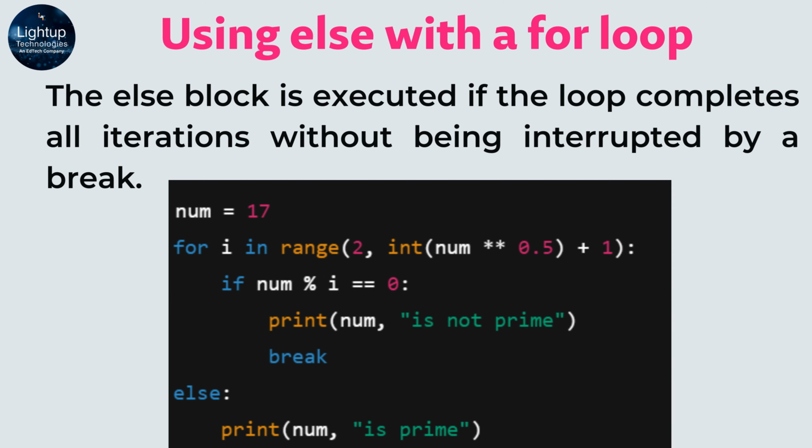Let's look at an example where we check if a number is prime using else with a for loop. In this example, the loop checks if the number is divisible by any number between 2 and the square root of num. If no divisors are found, the else block is executed, confirming that the number is prime.